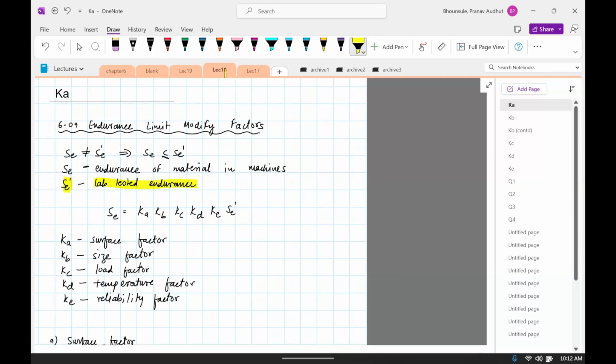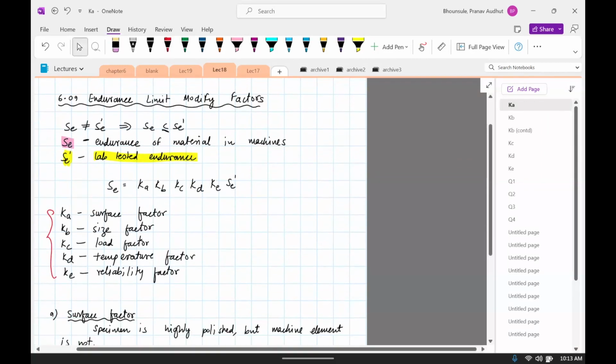But when you actually take something in the field and test it, it fails at a stress different from the stress SE prime. The endurance limit is different. So SE is not equal to SE prime. The value of endurance in the lab specimen is different from that in the field. And that's because there are various factors which affect or modify the endurance limit.